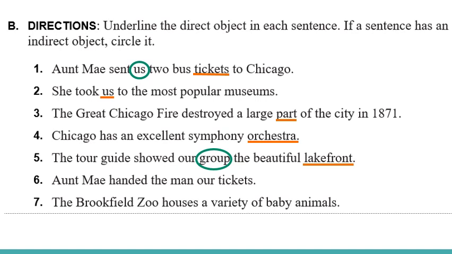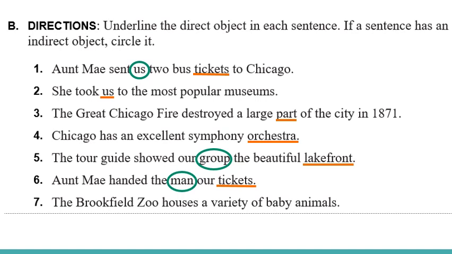Number 6. Aunt May handed the man our tickets. Aunt May is my subject. Handed is my verb. What did she hand? Tickets. Tickets is my direct object. To whom did she hand the tickets? The man. The man is my indirect object.